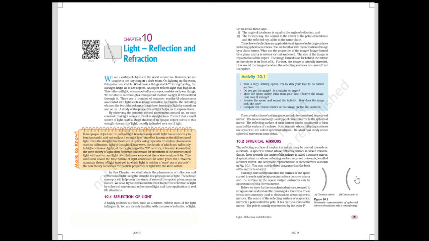Right. A spherical mirror whose reflecting surface is curved outward is called a convex mirror. The schematic representation of these mirrors is shown in 10.1 A and B. You may note that in these diagrams the back of the mirror is shaded. Now to go further, in the spoon, the inward part is the concave mirror and the outward part is the convex mirror.